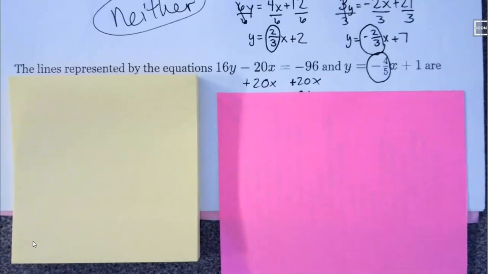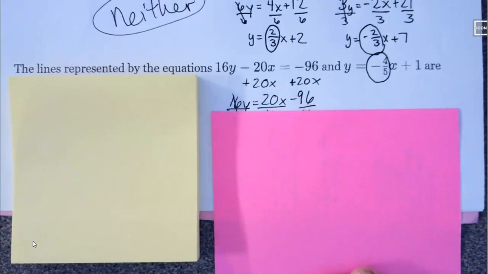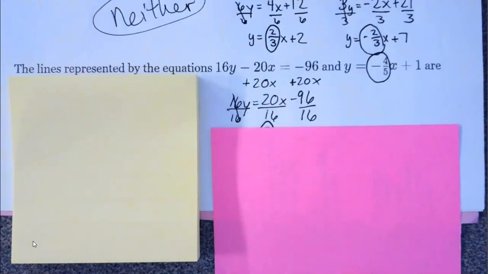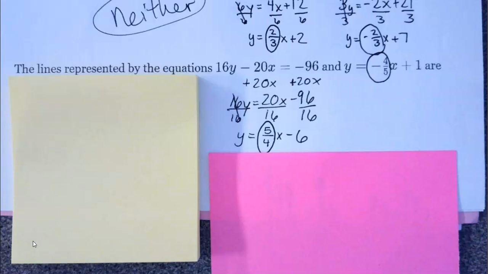All right, first thing we're going to do, we're going to add 20 on both sides, and then we get this. Then you need to divide by 16 all the way across. So you end up with something like this. Check what you have, and if you made a mistake, fix that mistake.